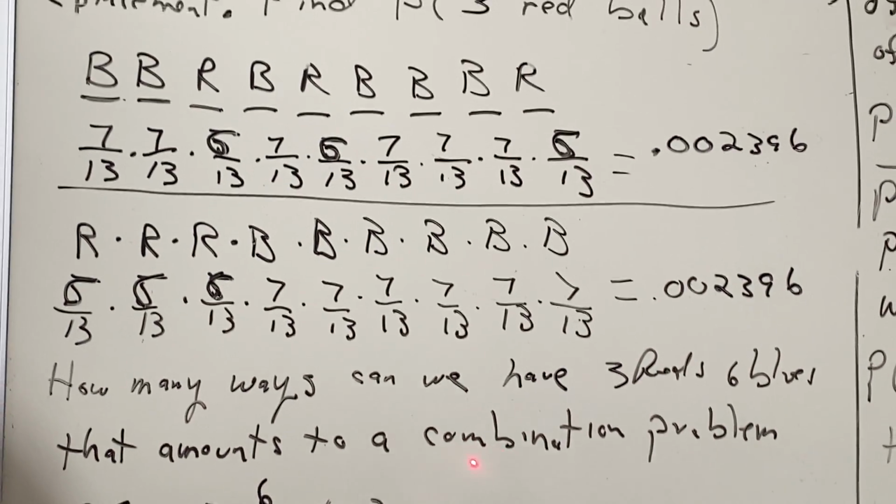An explicit combination problem would be something like: let's say you have 9 numbers in a hat, 1, 2, 3, 4, 5, 6, 7, 8, 9. You're going to close your eyes and pull out any 3, and you wonder how many ways can you get any 3 numbers out of 9 in a hat?